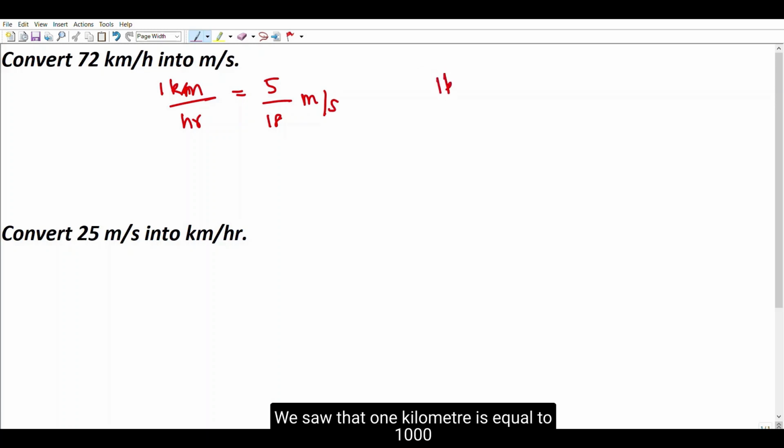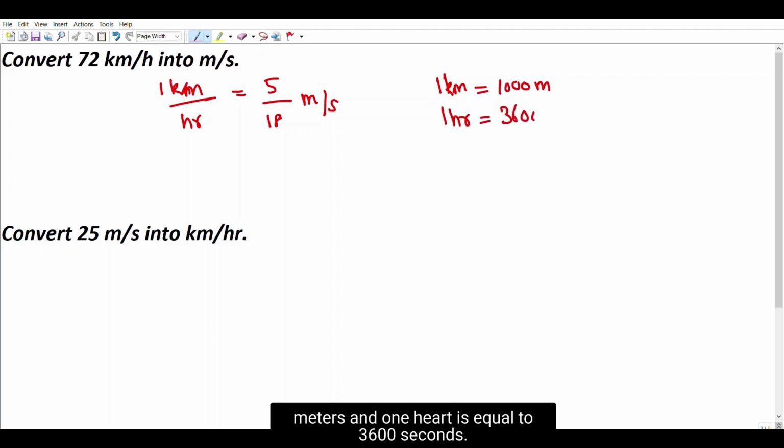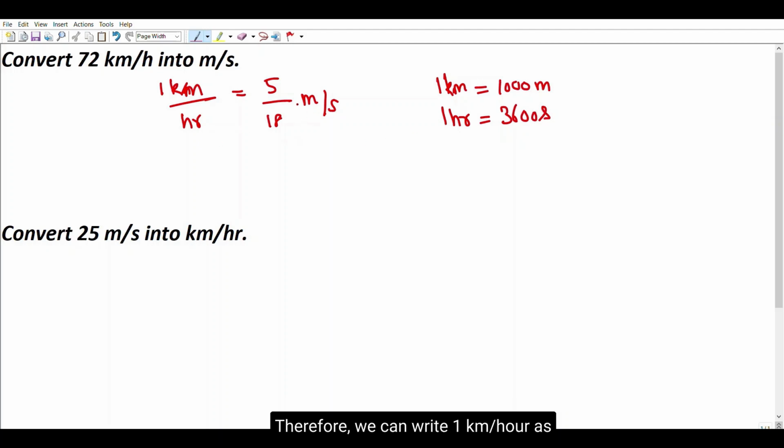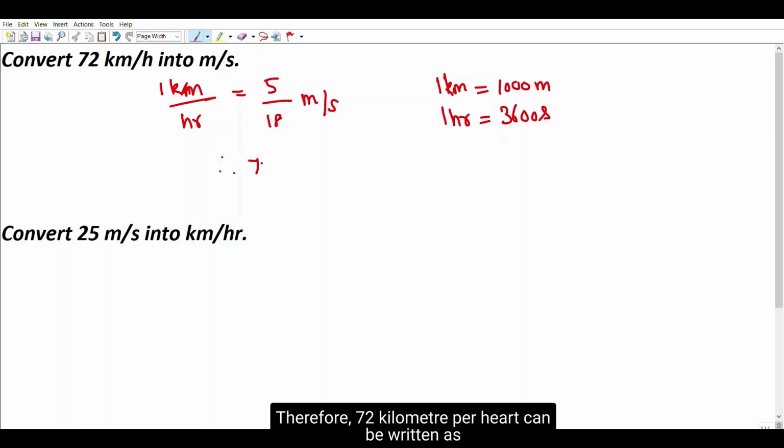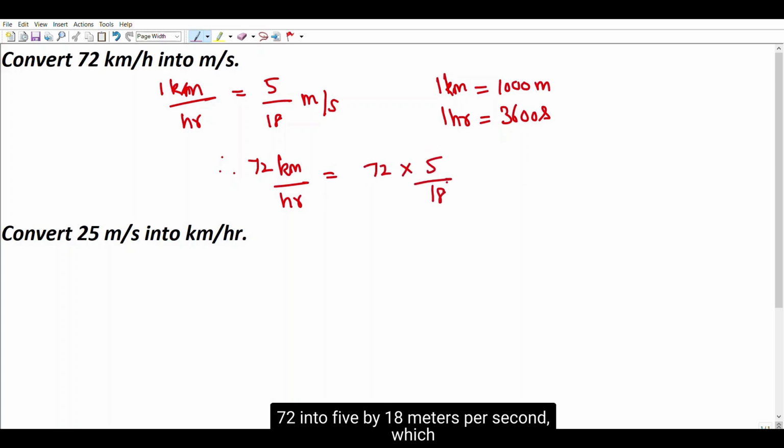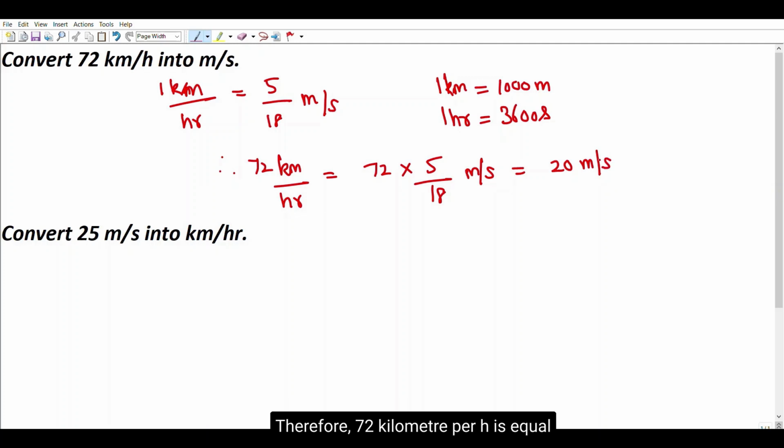We saw that 1 kilometer is equal to 1000 meter and 1 hour is equal to 3600 seconds. Therefore, we can write 1 kilometer per hour as 5 by 18 meter per second. Therefore, 72 kilometer per hour can be written as 72 into 5 by 18 meter per second, which can be written as 20 meter per second. Therefore, 72 kilometer per hour is equivalent to 20 meter per second.